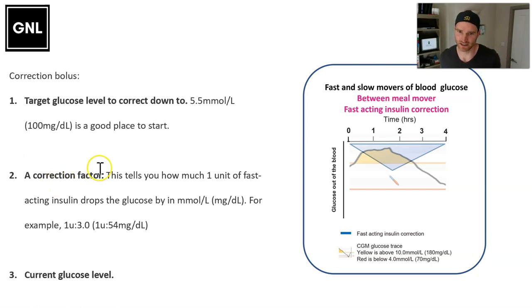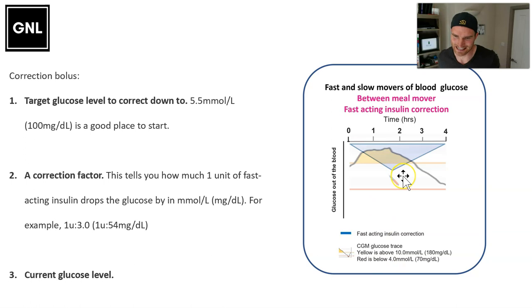Then you'll need a correction factor, how much 1 unit of fast-acting insulin will drop the glucose level by. That'll either be in millimoles per litre, for example 1 unit drops the glucose by 3.0 millimoles per litre, or it'll be milligrams per decilitre, in this case 54 milligrams per decilitre, how much 1 unit of extra insulin will drop the glucose by. And then you need where your current glucose level is, so you know how far above target you are, and then you can divide it by the correction factor.